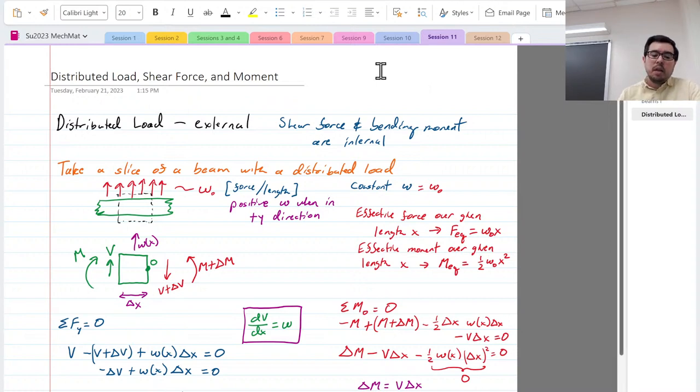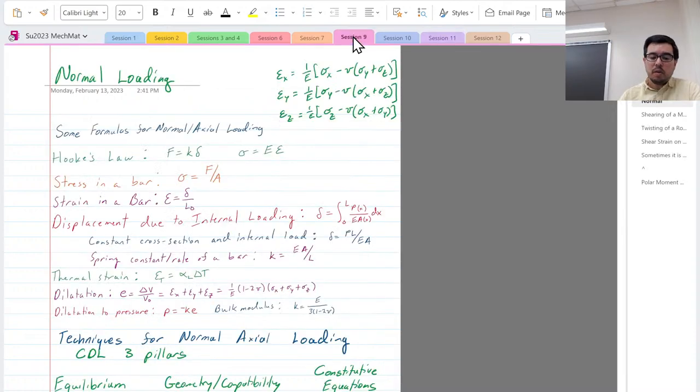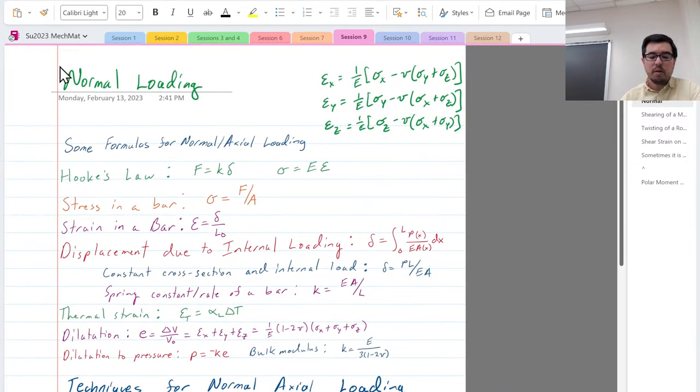Now, if you look at session 9, you'll see that these are notes from back in the spring. I wrote out a number of equations that you might want to keep in mind for normal axial loading. And if you think about what's going to happen tomorrow, you're going to find that problems are pretty much going to be broken down into either a normal loading problem or a torsion problem. That's pretty much how these are broken down.